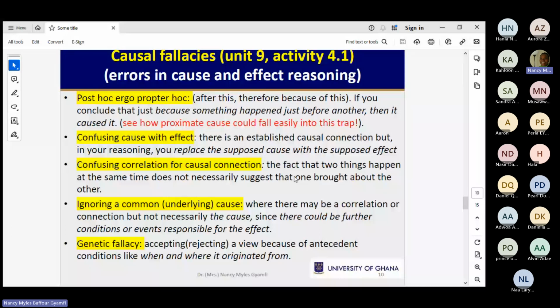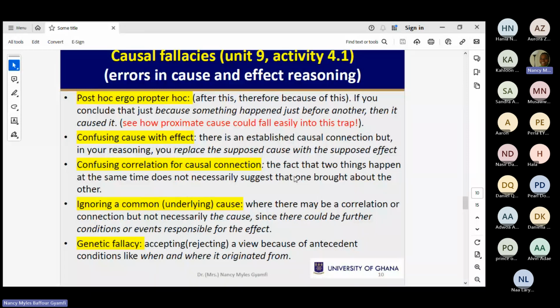See that? So if you say to me, I'm not going to scratch my hair again because I don't want to get lice in my hair, then we laugh at you. You have turned the thing upside down. That is when we say you're confusing the cause with the effect. So there is a causal connection, but we have turned it upside down. That is confusing cause with effect.